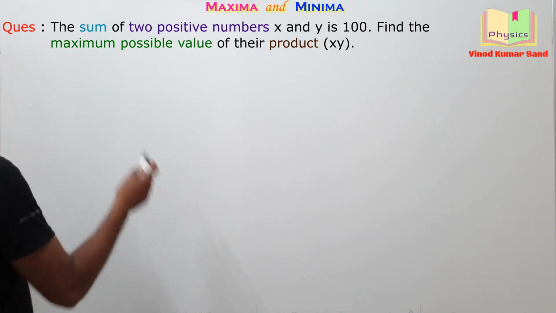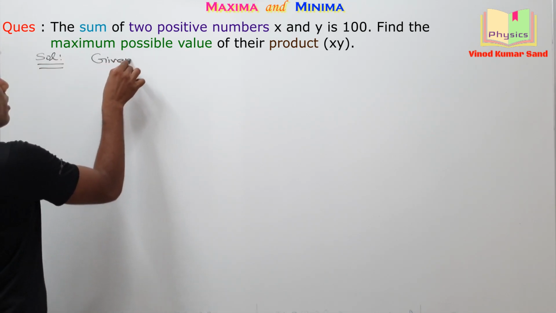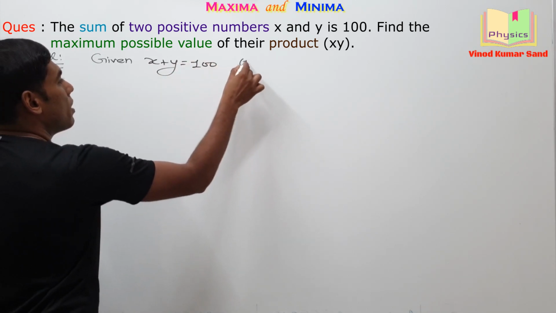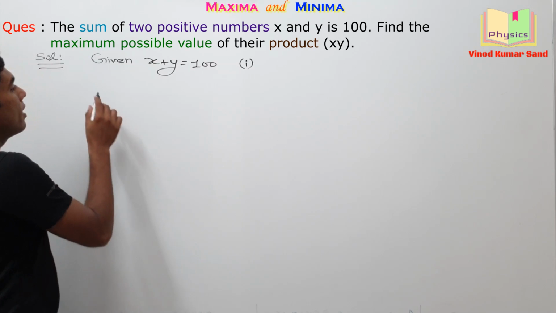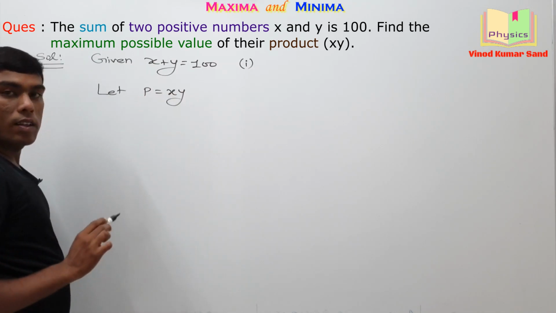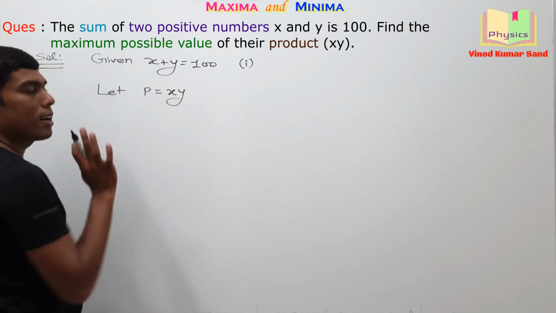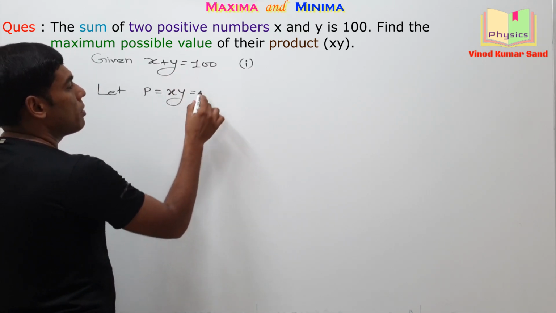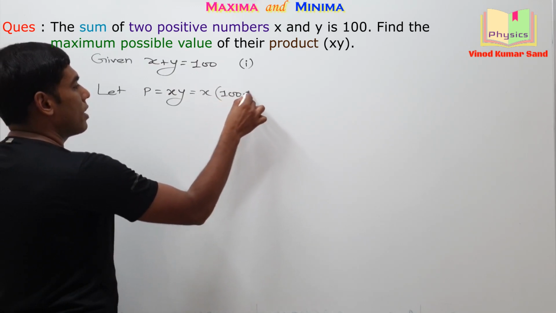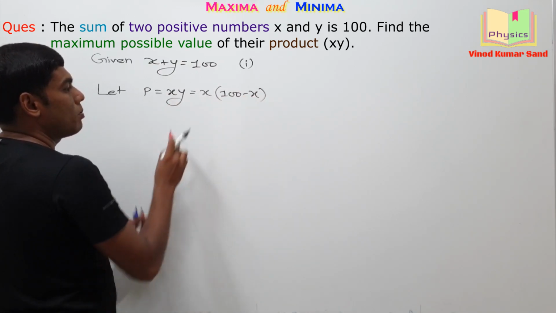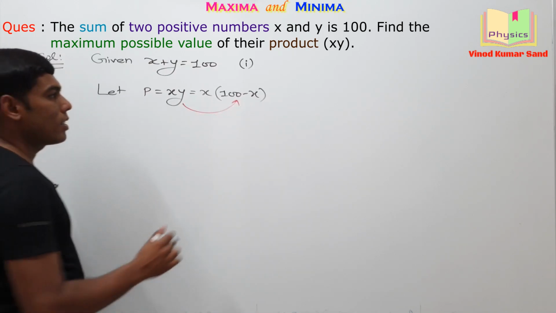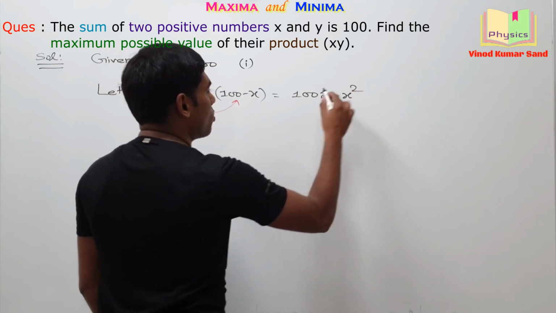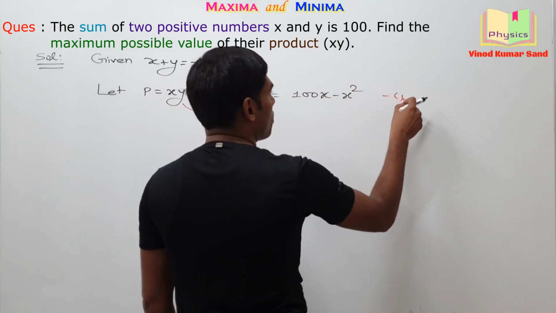So let's start. It's given that x plus y is equal to 100. We call it equation number 1. And p is equal to xy. The multiplication of x and y we are defining as product p. The y from this equation can be replaced here. Shall I write 100 minus x? Do you get this replacement? y is 100 minus x. So it will become 100x minus x square. We are naming it equation number 2.